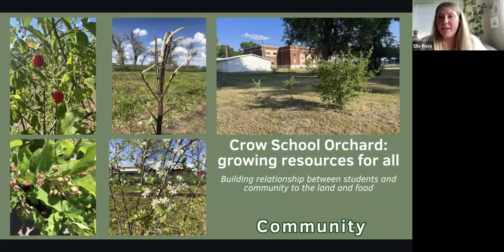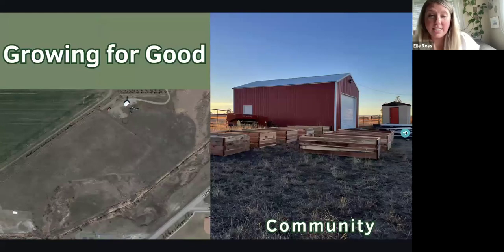So we were trying to figure out what would be established. And of course it's native varieties. So we have June berries and choke cherries, plums. Just having that space to build that relationship between students and the land has been really important.